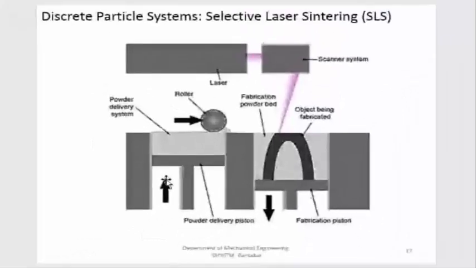So as the build process or the manufacturing continues, the fabrication piston is going to move one layer down. The powder delivery piston will be moving one layer upward. The roller is going to transfer the powder from here into this particular tank evenly. The laser will be falling and you are creating the component.